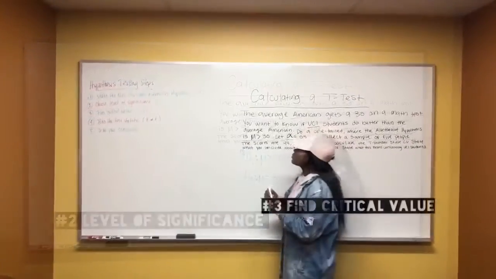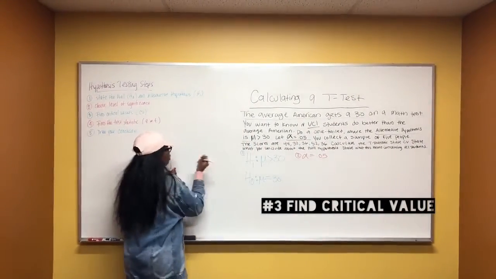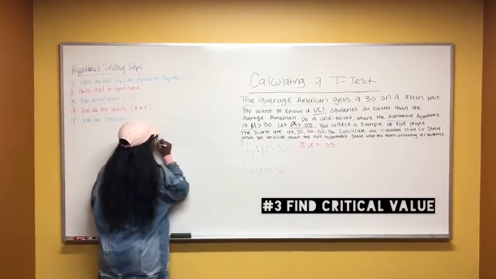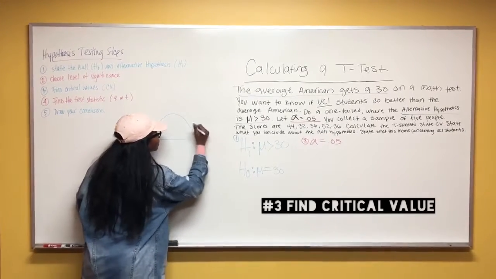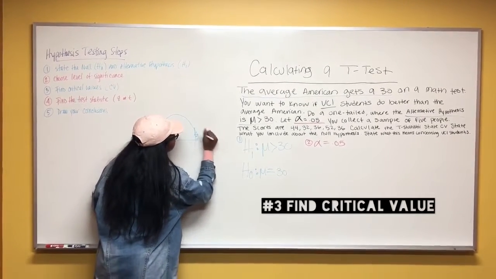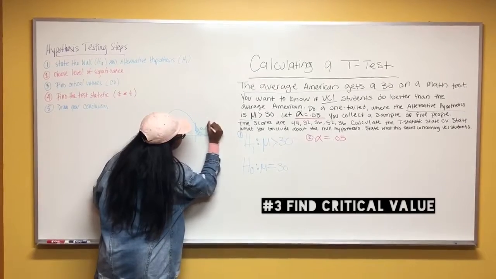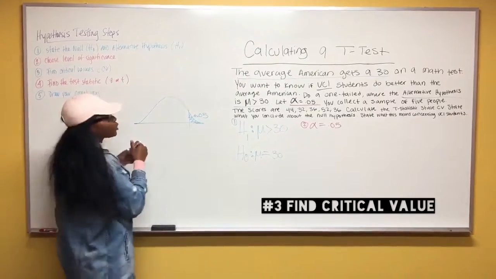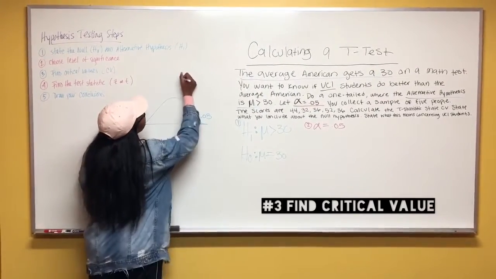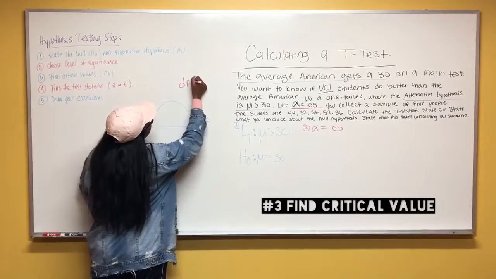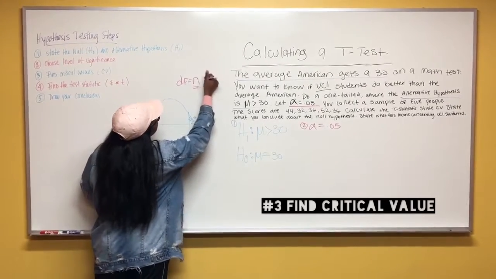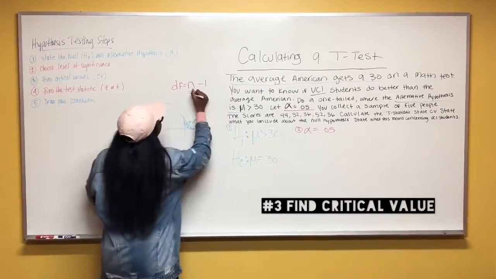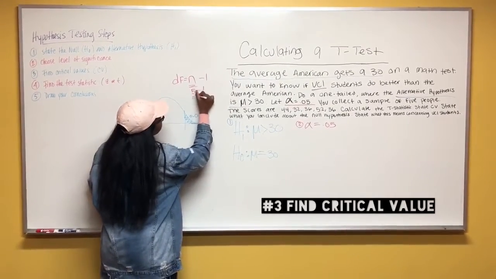On to step 3, we're going to be finding our critical value, and since we're only doing a one-tail test, we're going to be focusing on one side of the bell curve. As stated in the problem, our alpha is equal to 0.05. Since we're doing a t-test, we're going to be focusing on the degrees of freedom. The equation for our degrees of freedom equals our sample size, n, minus 1. Our sample size is 5, so 5 minus 1 is 4.